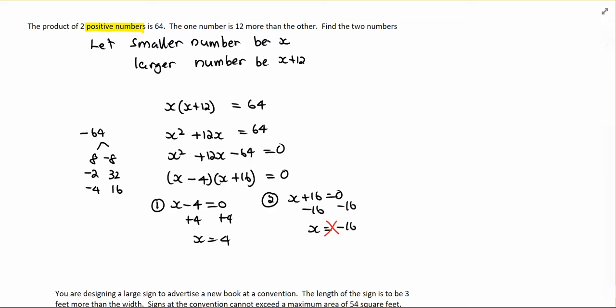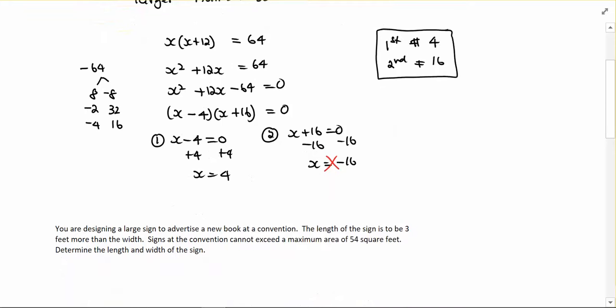So we can say that the first number is 4, and then the second number is 12 more than that, so that would be 16. Now, if that positive was not there, then the first number would be 4 and the second number would be 16, certainly one answer, but then you would have another answer using the negative 16 as well.